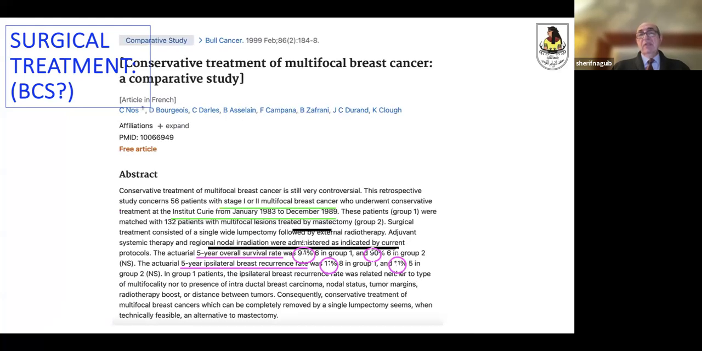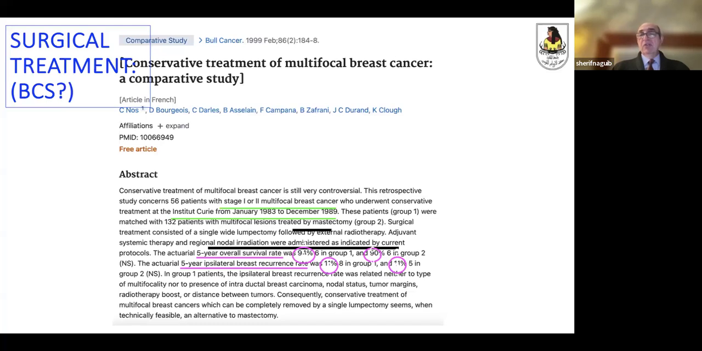It all started with the turning point that was this publication in 1999 by the Institut Curie group that included, of course, Krishna Kloof, who found that breast conservation, when compared to mastectomy, gave the same, or let's say similar, 5-year overall survival, 94% when compared to 90% in mastectomy, and the 5-year ipsilateral breast cancer recurrence was 11% and a little bit less with the mastectomy group.